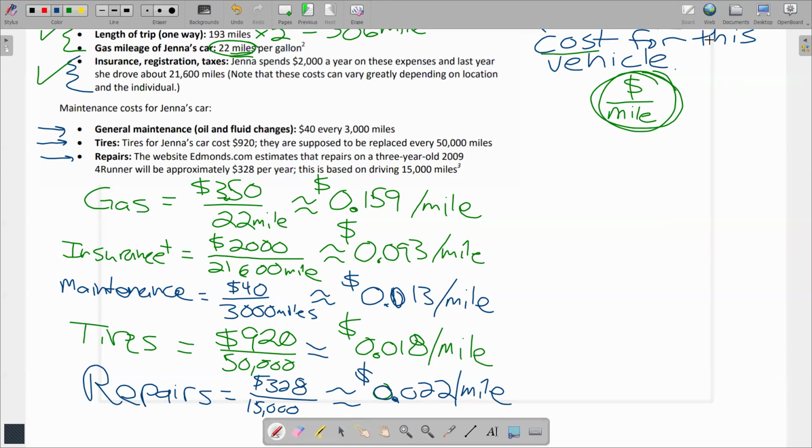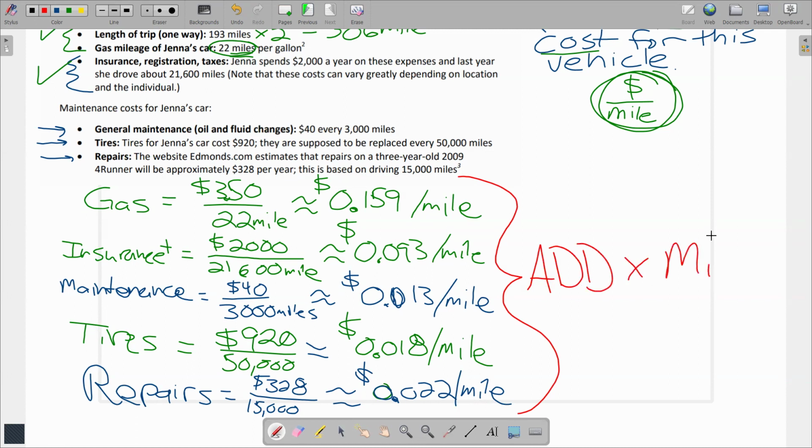So all of these things combined are my average cost per mile when gas is about $3.50. So if I add those all up and multiply by some number of miles, that'll give me the total cost. So that's our next step. We want to add all those up, and then we can multiply by our 386 miles. And that should give us the cost of running. So I'm going to pause here and let you do that part and see if we can agree on it.